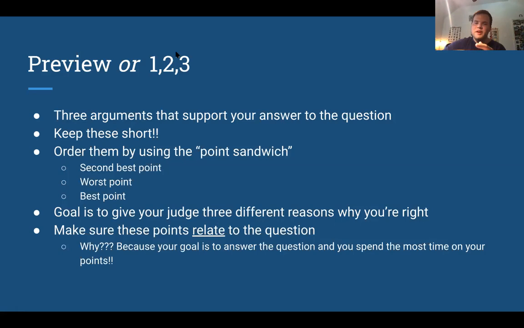So when you come up with points, inherently one is going to be bad because you're just trying to reach 3 points to talk about, and you're just going to scribble something down and roll with it. So the way to disguise that you are struggling is to do the point sandwich. You're going to want to put your second best point, your worst point, and your best point.